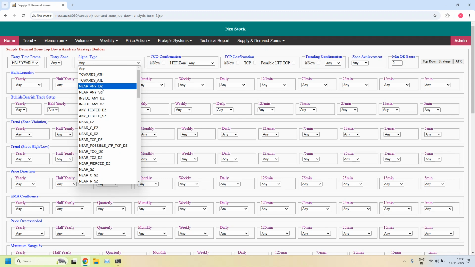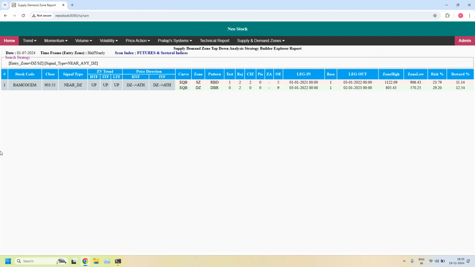let us find the stocks near half-yearly demand zone. One stock is filtered near to the half-yearly demand zone. I'm giving you only a few seconds, so I request you to pause the video, study the report, and then proceed with the next reports. In case you don't understand how to study this report, I request you to complete our training lesson 21.1. In that video, I have explained each and every column, their values, and abbreviations in detail.